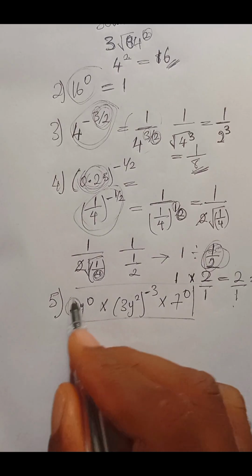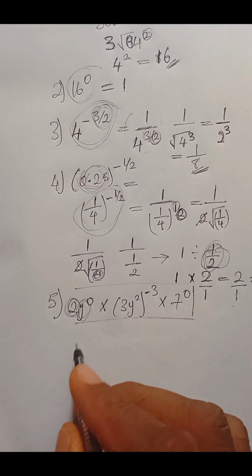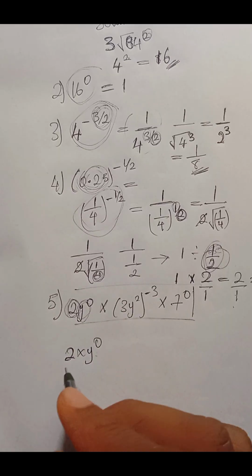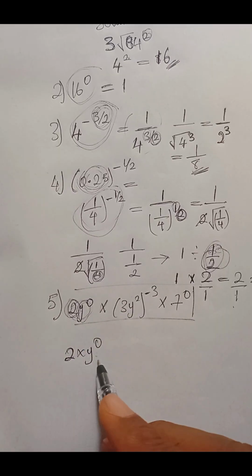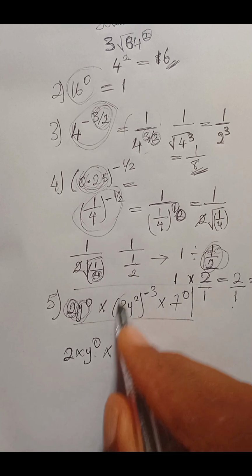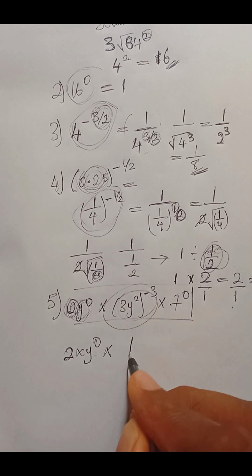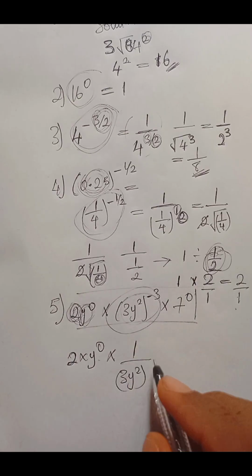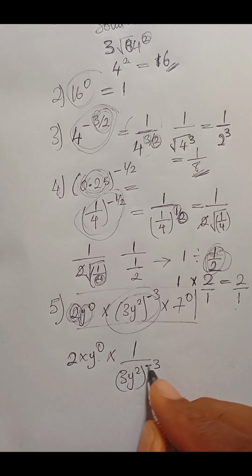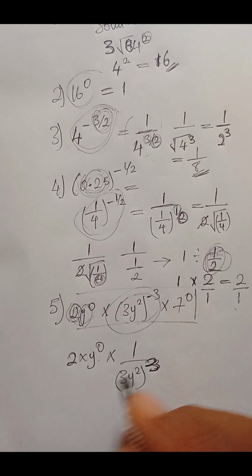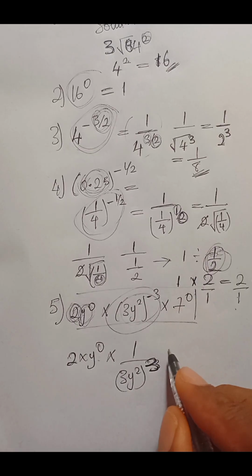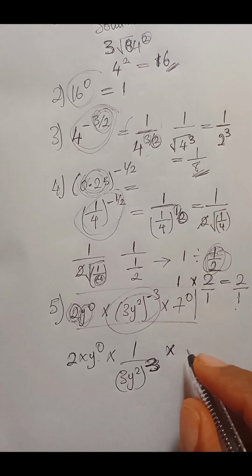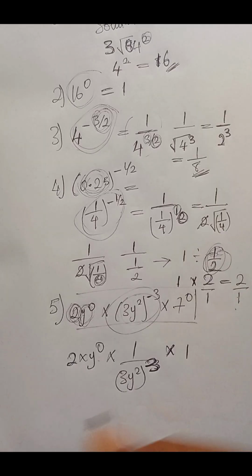This is a value and this is a variable. So when we multiply the both of them, we get this. We can also express this as this, multiplied by, we apply the law of negative index here. We have 1 divided by 3y raised to the power of 2, raised to the power of 3. The negative sign will change. So this is multiplied by 7 raised to the power of 0. Apply the law of 0 index will give us 1.